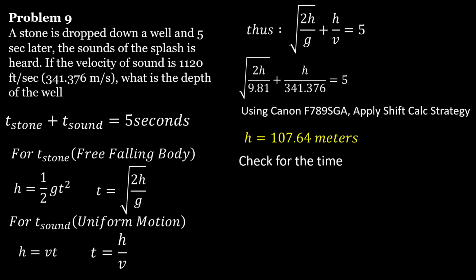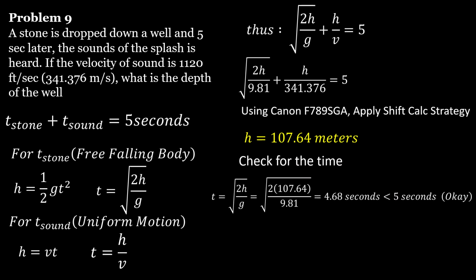Let us now solve and check for the time. By substitution, using the formula for the time the stone travels, t is equal to the square root of 2h over g, now equal to the square root of 2 times 107.64 all over 9.81. Our final answer is 4.68 seconds, and as we can see, it is less than 5 seconds. Therefore, the result is okay.